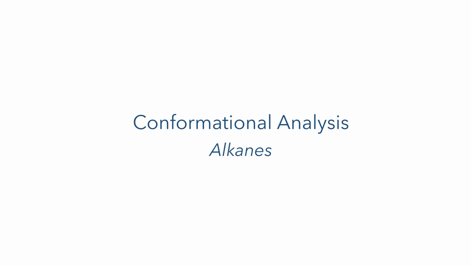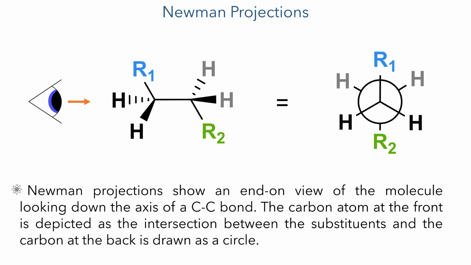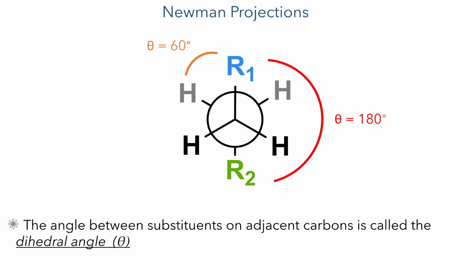So first, let's look at alkanes. The most common way to visualize alkane conformations is by using Newman projections. These show an end-on view of the molecule, looking down the axis of a carbon-carbon bond. The carbon atom at the front is depicted as the intersection between the substituents, and the carbon at the back is drawn as a circle. From this view, we can see the substituents extending out and the angle between them. This angle is called the dihedral angle, often abbreviated to theta.